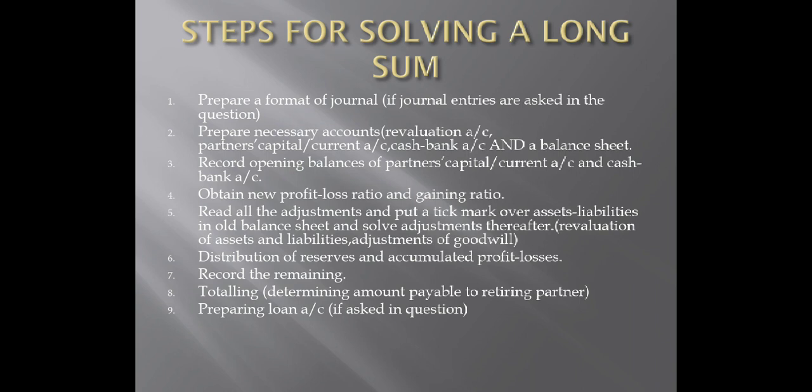So while solving these adjustments, I'm talking about the fifth step. These adjustments are about revaluation of assets and liabilities and also about goodwill. That is, what is the amount of goodwill to be paid to the retiring partner, in what manner, etc. So the points that we have considered in the previous lecture are applied here. That is, the adjustments will cover the part of revaluation of assets and liabilities and the concept of goodwill.